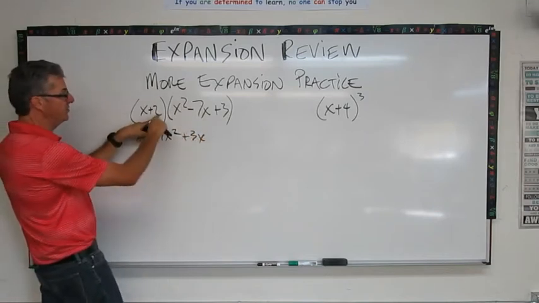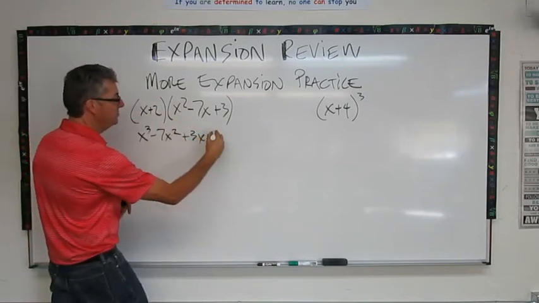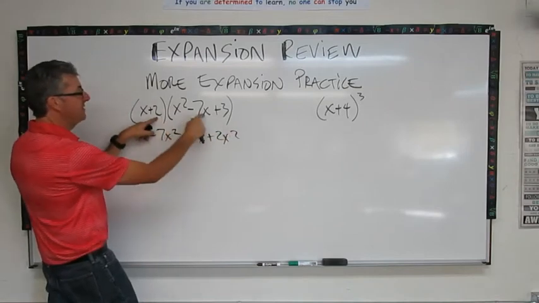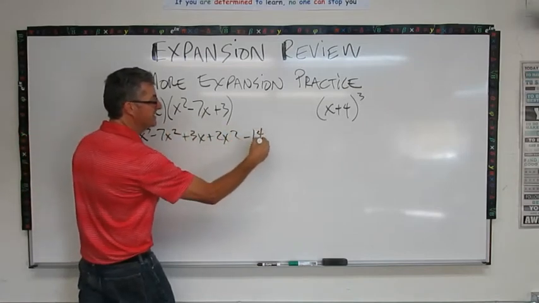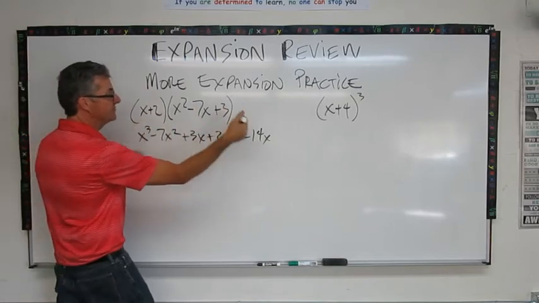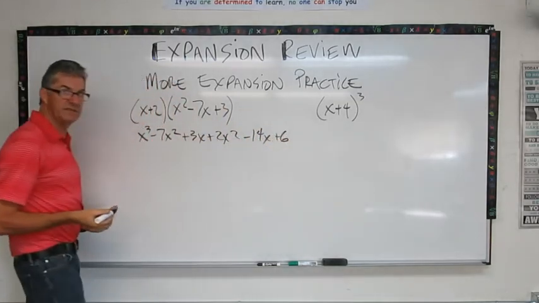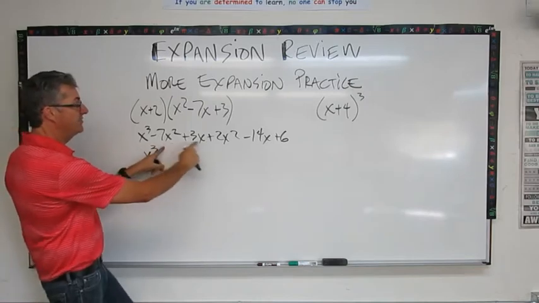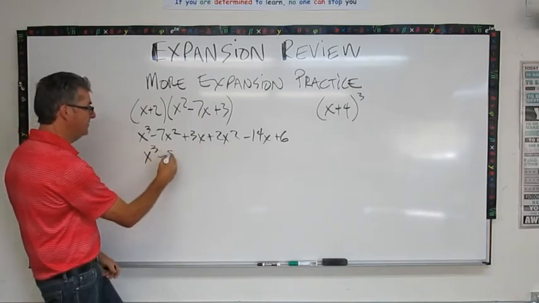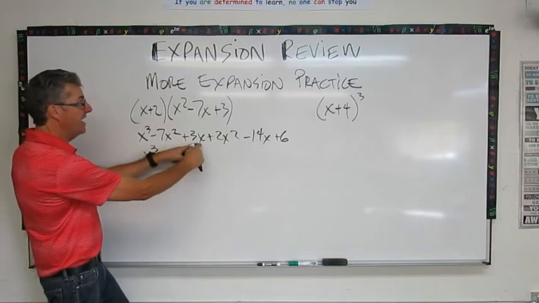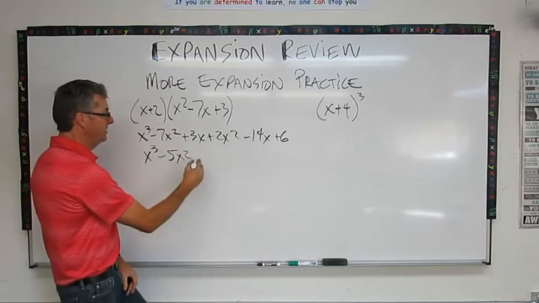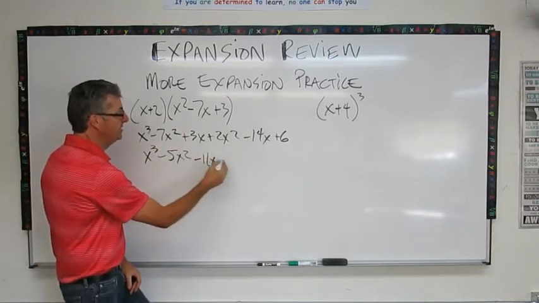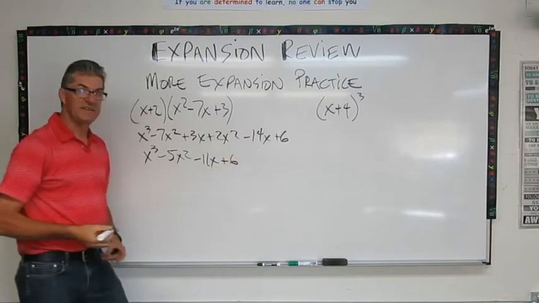Now I do the same with the 2. That gives me 2x squared. This times that gives me minus 14x. And lastly, 2 times 3 gives me plus 6 for my constant. Combine like terms. Only one cubed term, but I have two squareds, so that resolves down to 5x squared. And then I have two basic x terms. That resolves down to minus 11x, and I have my plus 6 at the end.